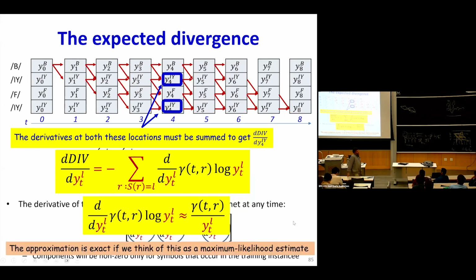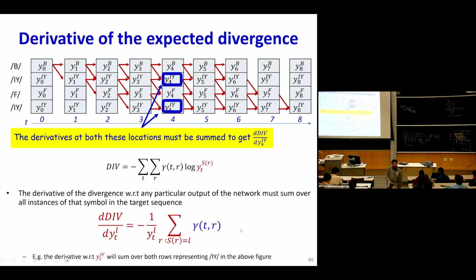And then you're just left with the first term, which is the ratio of the gamma at that node to the probability of the node itself. That's for one node, right? But then if I'm really interested in the symbol y, I have to sum this over all the rows that include the symbol e. And so the derivative of the divergence with respect to the probability assigned to phoneme e at time 4 over here is going to be -1 over the probability, like the usual case, except now we are summing the gammas for all the rows that included e.